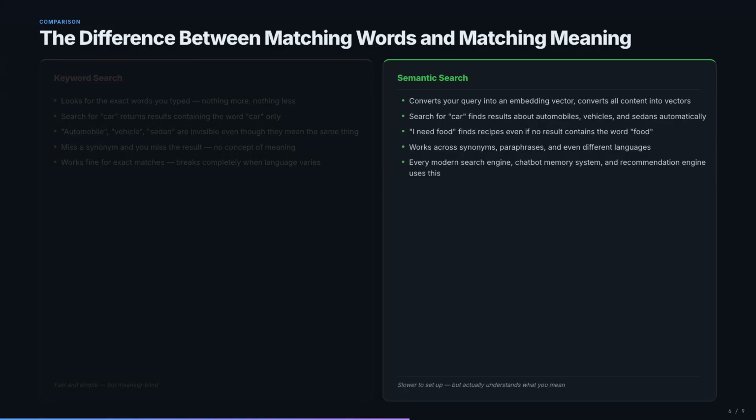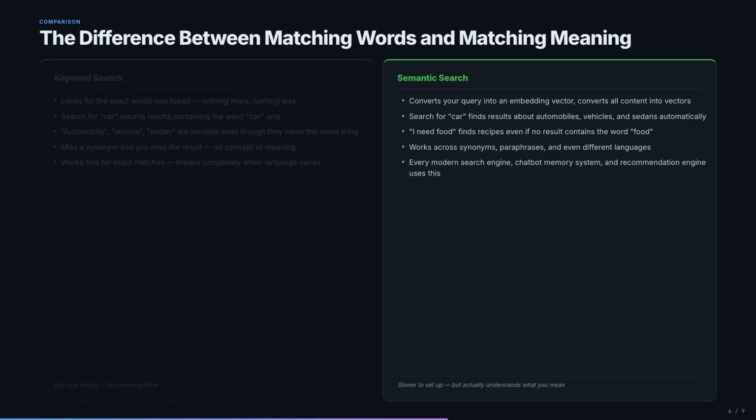Semantic search uses embeddings to bridge the gap between the words you used and the meaning you intended. Because similar meanings produce similar vectors, the search does not care whether you wrote car or automobile. They produce similar enough vectors that the relevant results surface either way. "I need food" finds recipes even if no result contains the word food. It works across synonyms, paraphrases, and even different languages.